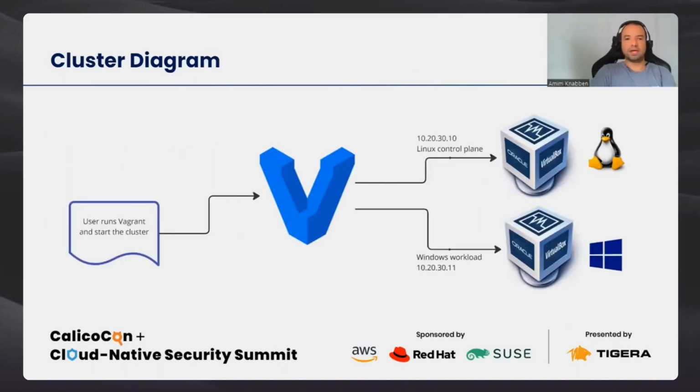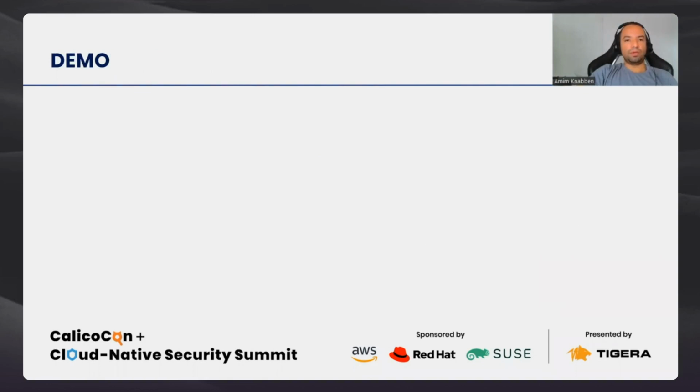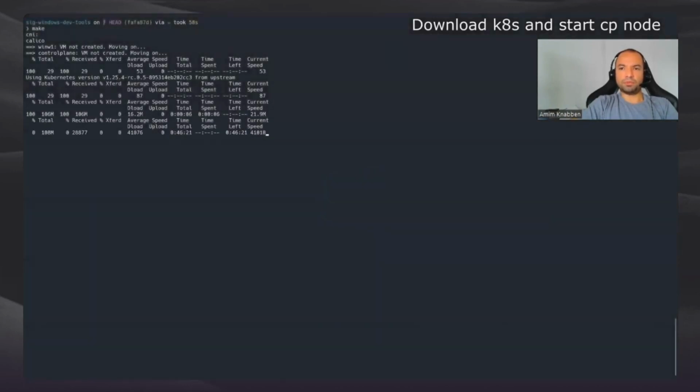Having an overview of this diagram, we have the user running Vagrant to start a new cluster. Vagrant provisions all the required machines on VirtualBox. The first one is 10.20.30.10, and this is the Linux control plane. This installs all the control plane components like the API server, scheduler, and controller managers. The second node is the Windows workload. The Windows workload runs on 10.20.30.11, and this IP exists on an internal private network between the nodes. Now we are going to see a demo of the SIG Windows dev tools. So the first step is to start the control plane.